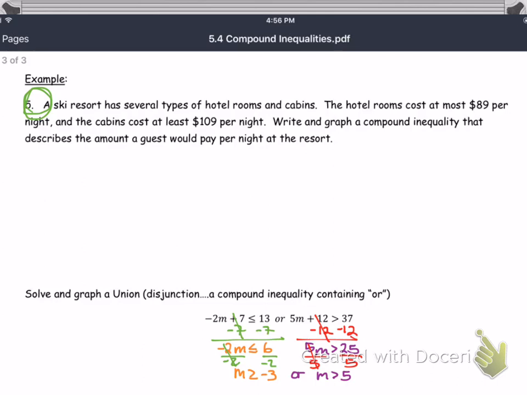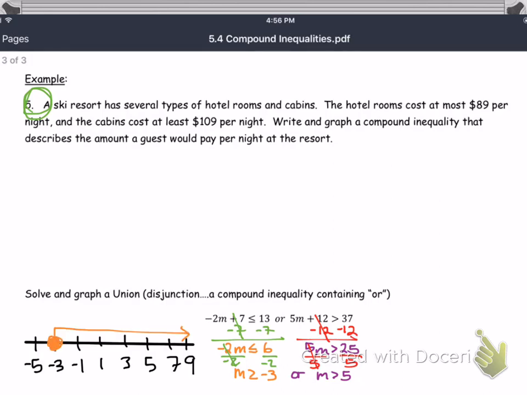Yes, I did. So if you actually graph that, you're going to find something a little bit interesting. So I'm going to do an orange graph and a purple graph. If you graph the orange one, m is greater than or equal to -3, we get that. And then if you graph the purple one, m is greater than 5, we get that. And you'll notice they're actually going in the same direction. Now this is a very rare case.